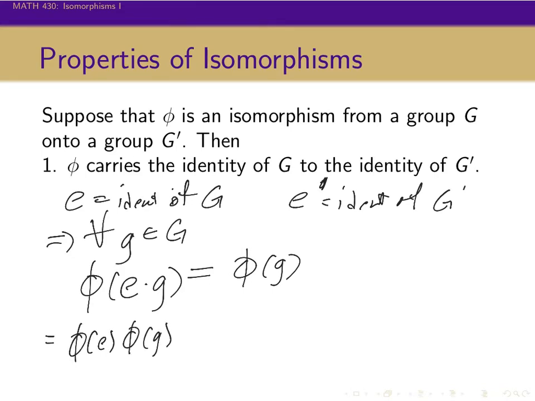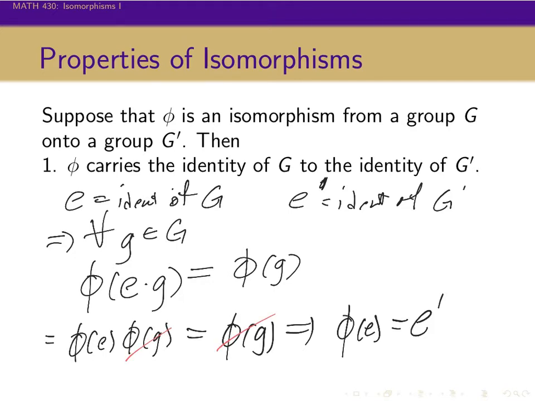and so this is using the rule for the group operations, that the group operations play well with each other. So phi of the identity times phi of g is equal to phi of g, and then we can cancel off the phi of g's, and we end up with phi of e is equal to the identity of G prime. Okay, and so this right here is just using cancellation happening in G prime. Okay, and so this gets us our result.